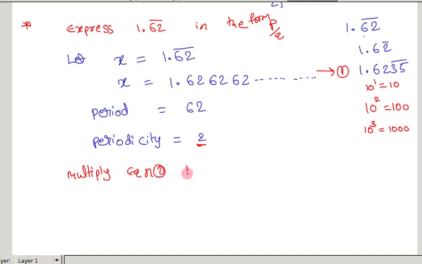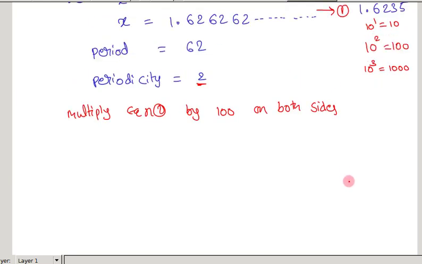That means multiply equation 1 by 100 on both sides. So here what we will get, we know x is equal to 1.6262 and so on, and for this I need to multiply it by 100 on both sides. On multiplying any decimal number by 100, the decimal point moves towards the right as many places as the multiplier contains zeros. As the multiplier contains two zeros, the decimal point moves two places towards the right.